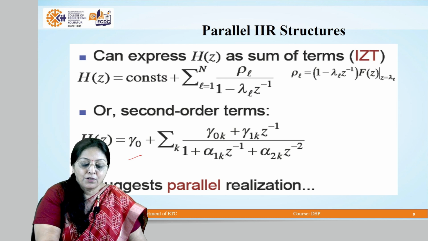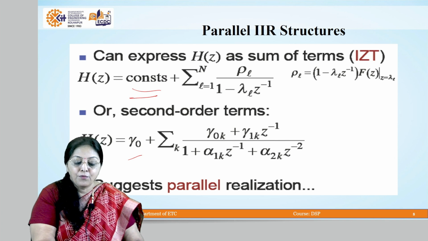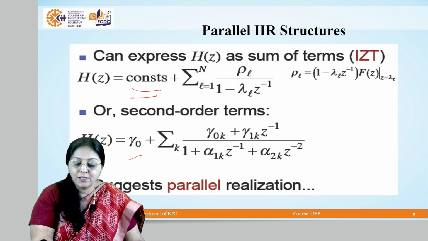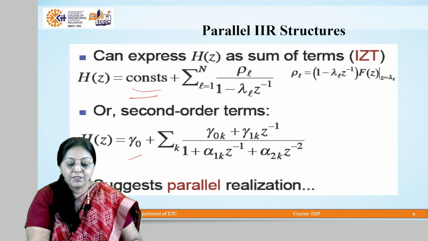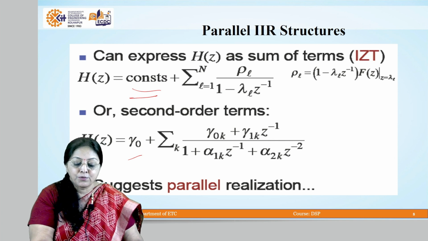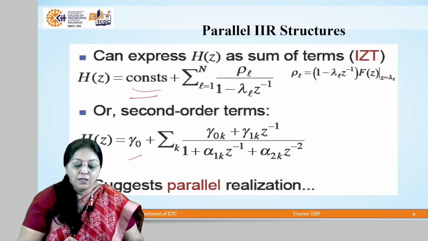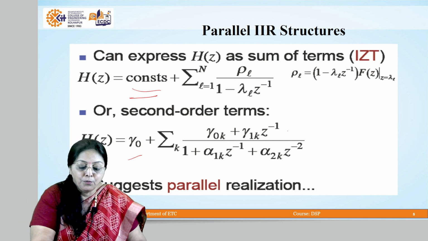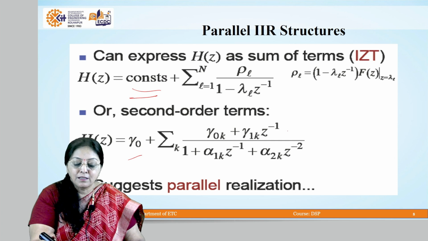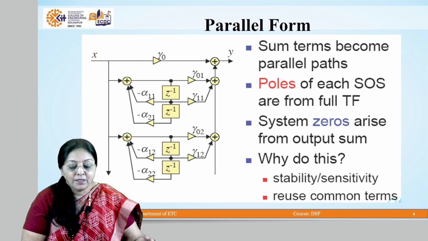H(z) has some constant term in the first part. Then the summation, l varies from 1 to N, of P_l over 1 minus lambda_l z to the power of minus 1. This is one term, and then in the second-order term we are using this one. When you observe overall, there is one constant term, z to the power of minus 1 and z to the power of minus 2. Here z to the power of minus 2 means two delays are there. Mu naught, mu 1 are constant multipliers in the numerator. Alpha 1, alpha 2 are other constant multipliers that we are using for the realization.